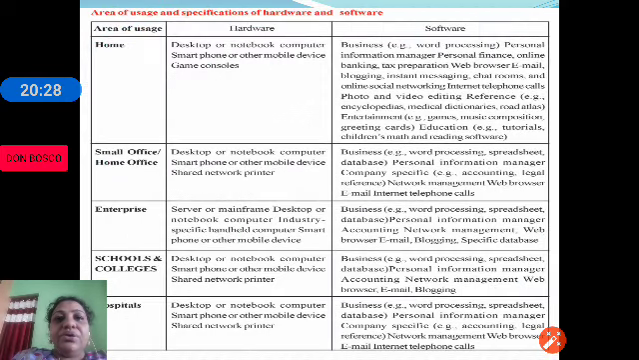Computers are used in home office, small office, enterprise, schools and colleges and hospitals. As you can see, there is a list of uses which are given here, using which the computers make our day-to-day life easy, and it will help us to do different tasks automatically.